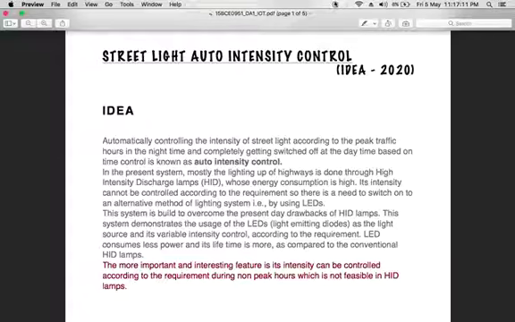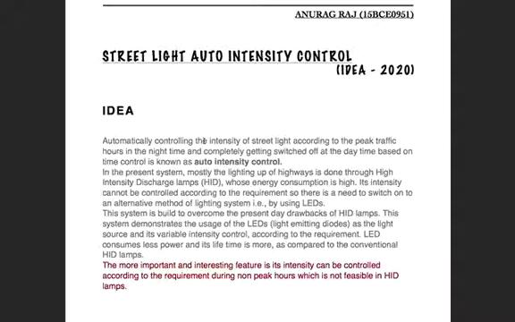Streetlight auto intensity controller. The idea. What is an auto intensity controller? Automatically controlling the intensity of street lights according to the peak traffic hours in the night time and completely switching them off in the daytime, based on the time controller, is known as an auto intensity controller.